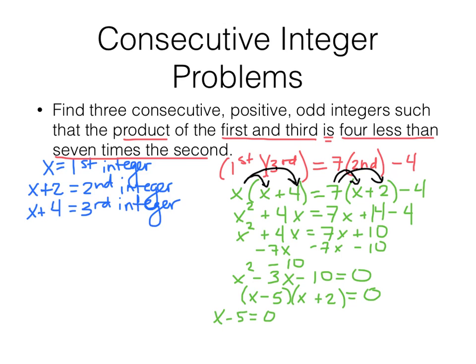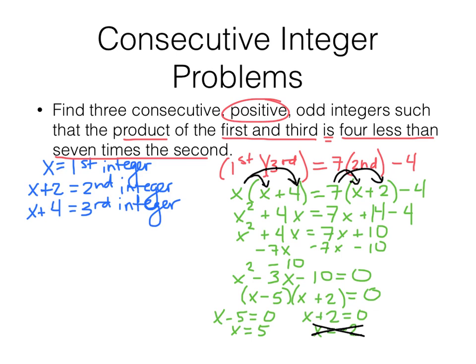X minus 5 equals 0, so x equals positive 5. X plus 2 equals 0, so x equals negative 2. Now, x equals negative 2 is not possible because from the beginning they told us we were looking for positive odd integers. Negative 2 is even and it's negative, so neither of those will work there.